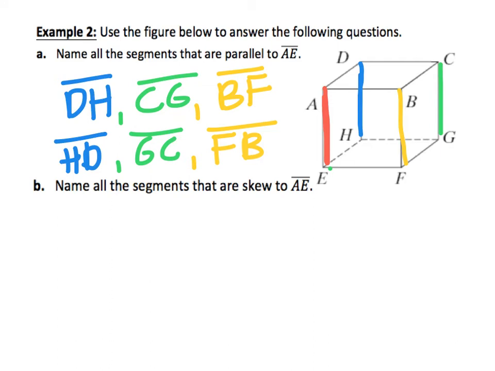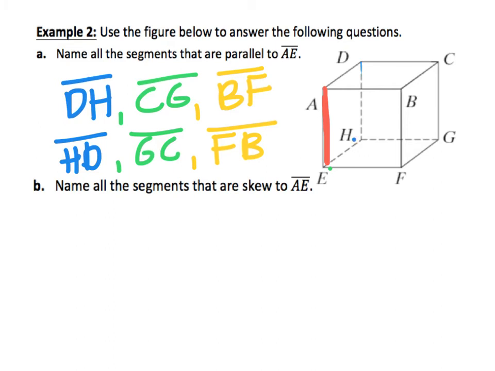The second part says name all the segments that are skew to AE. I'm going to erase this just so we can talk about it. When we're talking about skew, we need something that's on a different plane and won't intersect, but also isn't parallel. So we already have AE, that's the red one. We're looking for something skew to that.